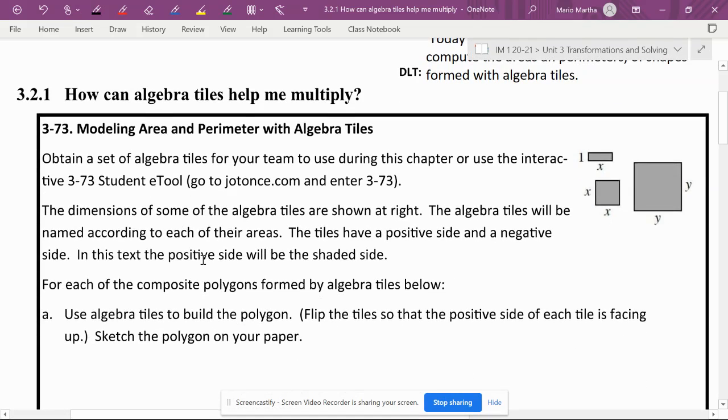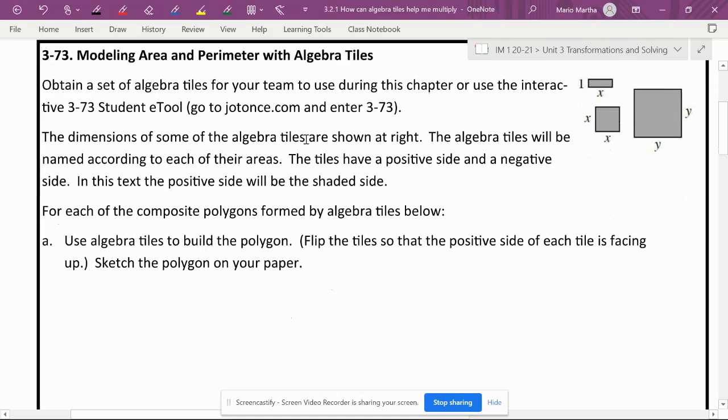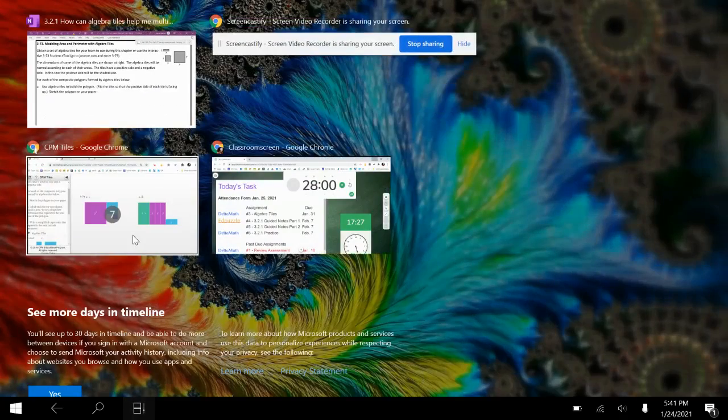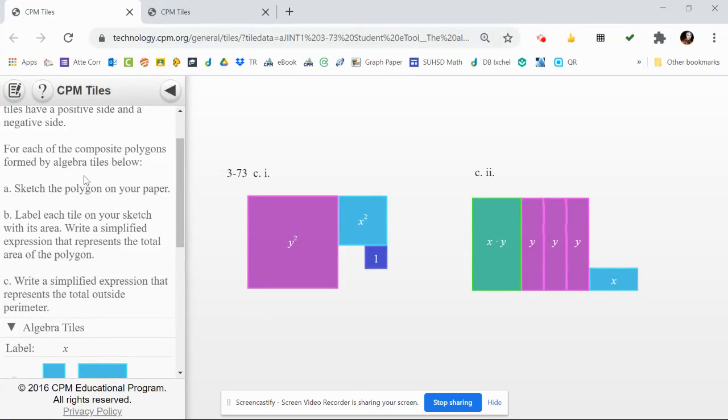It says the dimensions of the algebra tiles are shown. The algebra tiles will be named according to each of the areas. The tiles will have a positive side and a negative side. In this text, the positive side will be the shaded side. So for each of the composite polygons formed by the algebra tiles below, use the algebra tiles to build a polygon. I'm going to put a link right now so you have the opportunity to check it out, which is this one. So we're going to sketch our polygon on our paper.